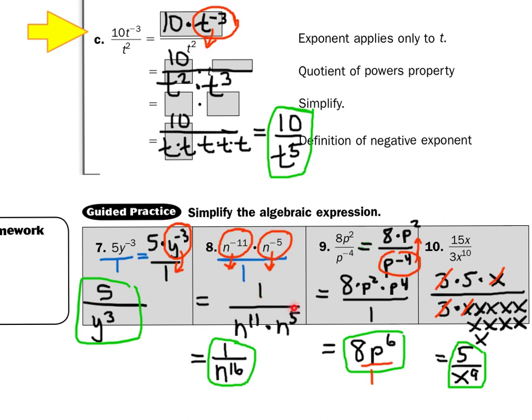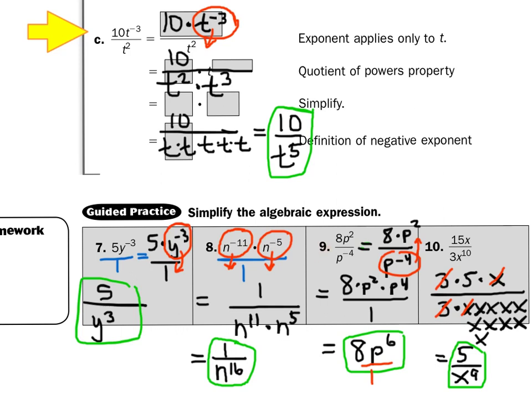So 1 over, and now I have this guy has a happy baby, n to the 11th power, and this parent has a happy baby, n to the 5th power. Now if you wrote it out, there would be 11 n's right here, n times n times n times n times n, and there'd be 5 more, n right there. So all together, it's n to the 16th power in the pool.